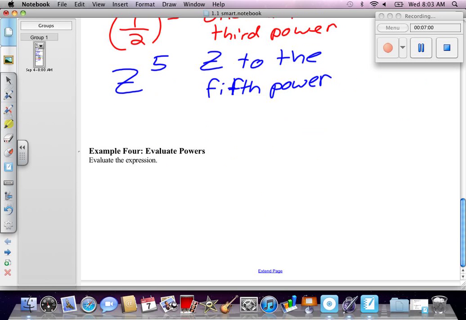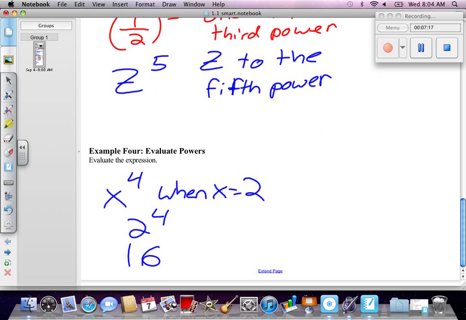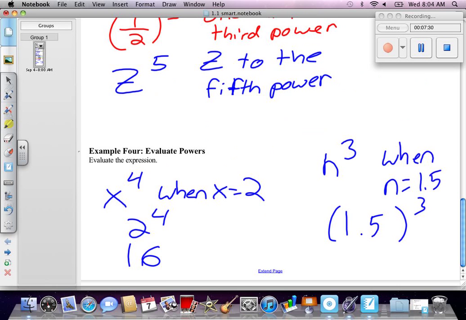All right. We're going to quickly evaluate these problems. We've got x to the 4th when x equals 2. So we simply have 2 to the 4th. 2 times 2 is 4, times 2 is 8, times 2 is 16. We've got n to the 3rd when n equals 1.5. So I'm going to take 1.5 to the 3rd power.